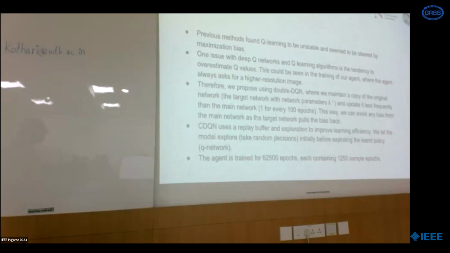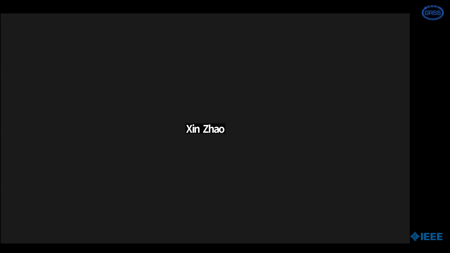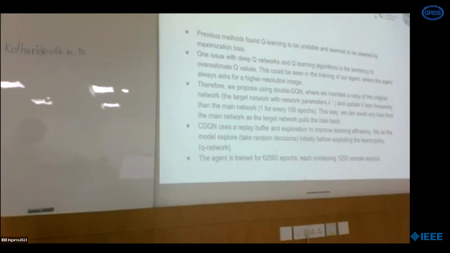CDQN uses a replay buffer and exploration to improve learning efficiency. We let the model explore or take random decisions initially during training before it starts exploiting the learned policy. The agent is trained for approximately 62,000 epochs.